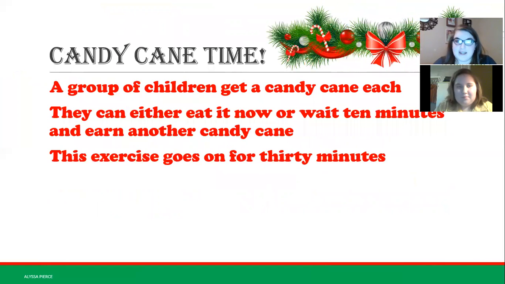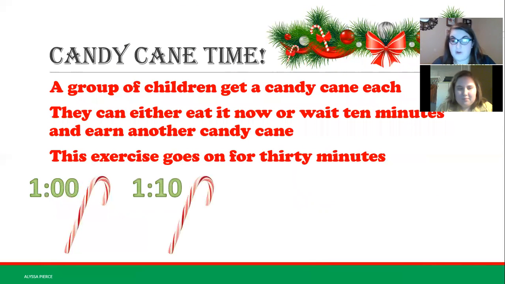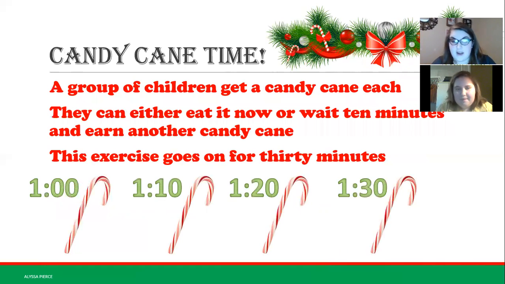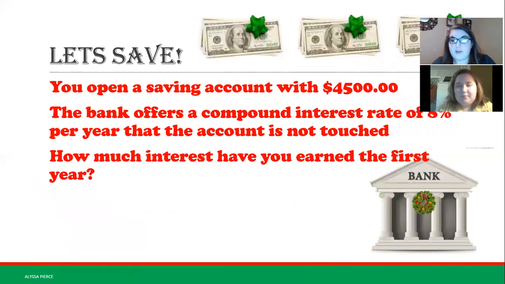Let's say it's candy cane time, and a group of children get one candy cane each. They can either eat it now or they can delay gratification for 10 minutes and earn one more candy cane. And this exercise will go on for 30 minutes. So at 1 o'clock, you get your first candy cane. At 1:10, granted you haven't eaten the first one, you get another, and that goes on for the next 30 minutes. At the end of this time, the children who didn't touch any of their candy canes are going to end up with 4, which proves that over time, you can start with something so little and actually end up with quite a bit. So let's talk about that in adult terms.